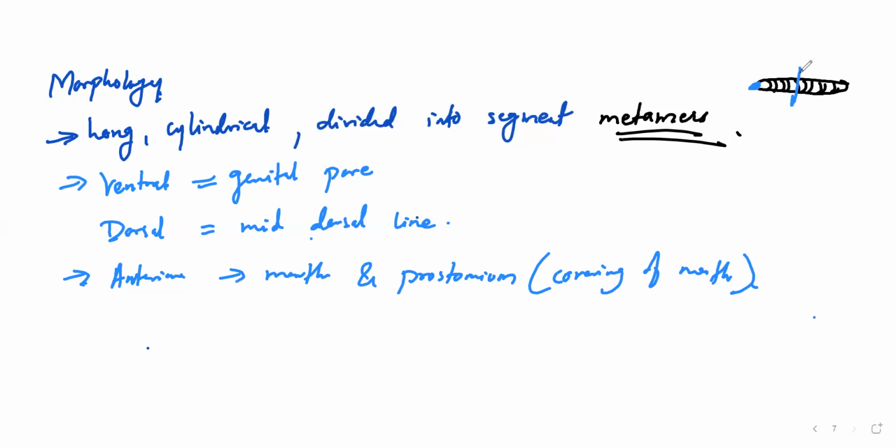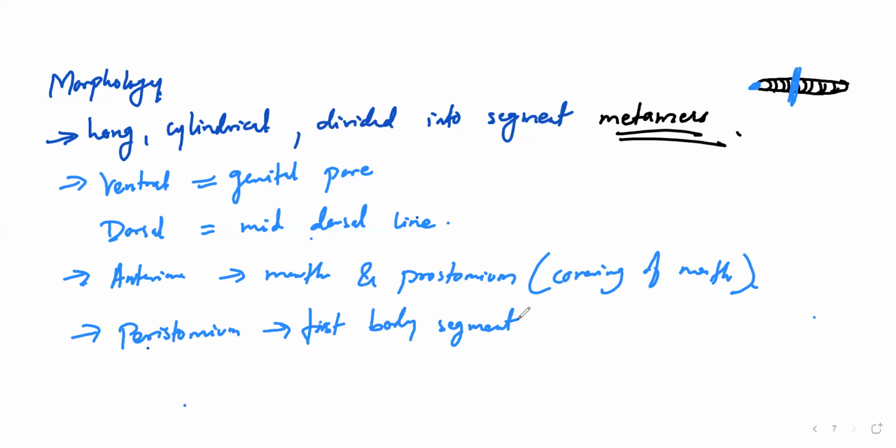The first body segment of the earthworm is termed the peristomium. What is peristomium? The first body segment. So which is the first body segment of the earthworm? It is the peristomium. And what does it contain? The prostomium, that is the covering of the mouth.